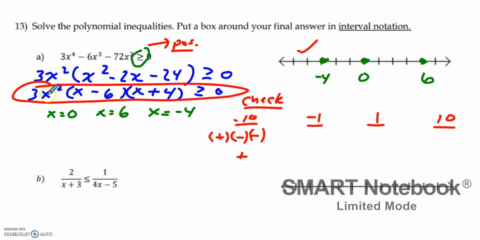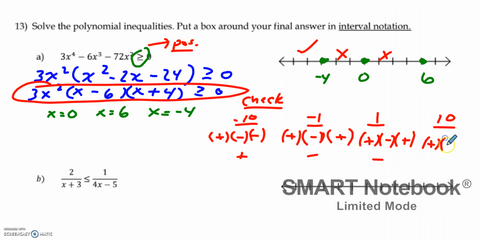Negative 1: if I plug negative 1 into something squared, that's always positive. Negative 1 would be negative in that second piece, and then plug negative 1 in here, that would be positive. Positive times negative times positive is negative, so that does not work with our situation. If I plug positive 1 in, we get positive, negative, positive, so we get negative again, so this interval does not work. Interesting, this is not the every-other situation. If I plug 10 in, we have positive, positive, positive, which result is positive, so this interval works as well.